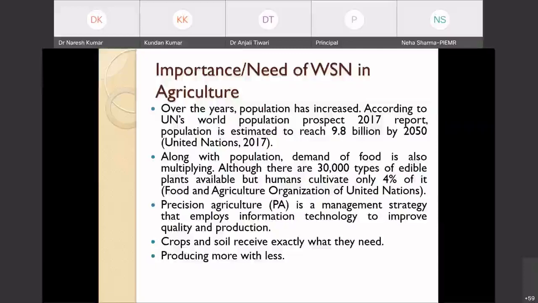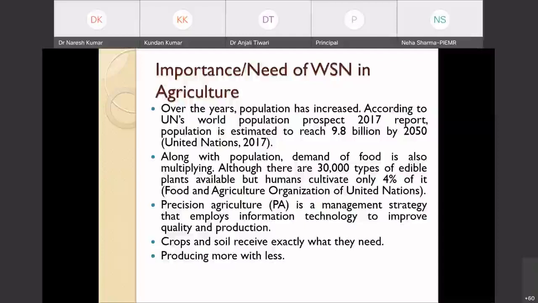To cope with these situations, modern technological solutions are required, and that is where we can use wireless sensor networks for agriculture. Along with this, there is another problem of water scarcity. Because of water scarcity, increased fertilization and dynamic climate changes, there is also a strain to integrate technology to achieve the required production in agriculture, and that too with minimum wastage of resources.